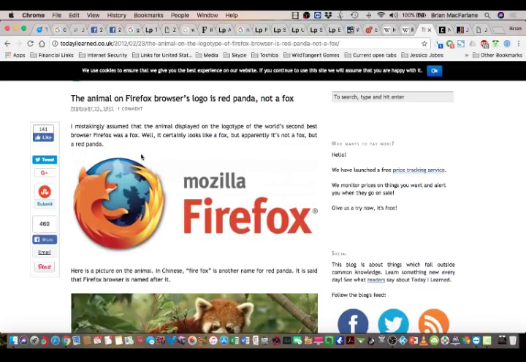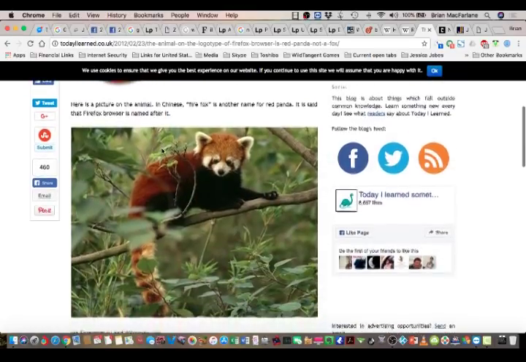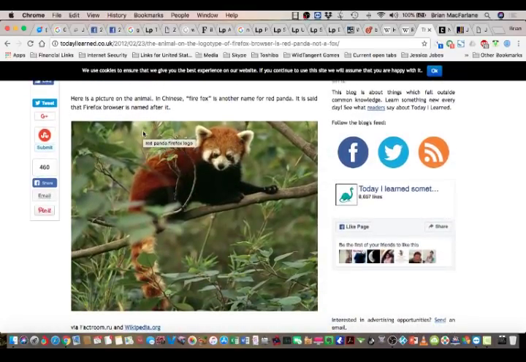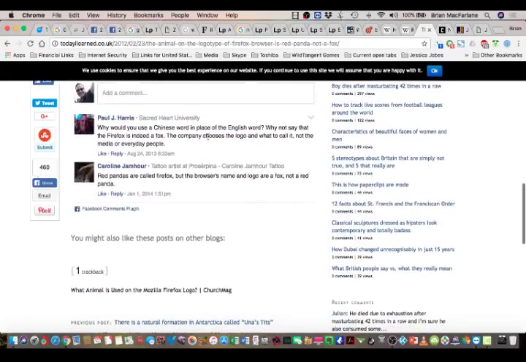Okay, so this is another article from Today I Learned UK, February 23rd, 2012. This is nearly, what did we say, 2004? This is like 7 years after the company created their design. So some people thought it was a fox. Here's a picture of the Chinese Firefox. It just goes along the lines of whatever we said before.